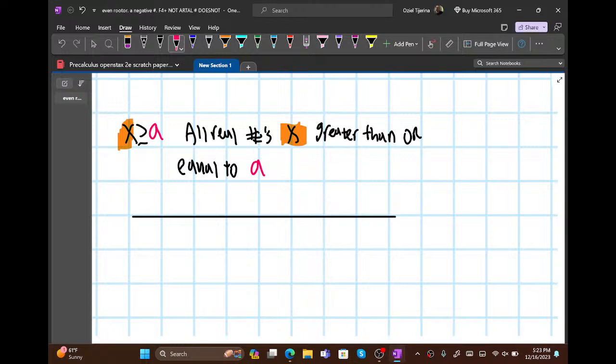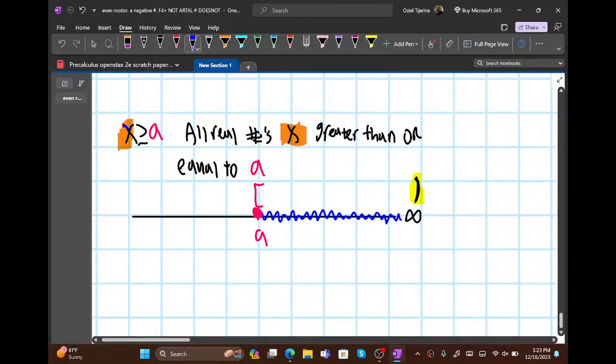So for the number line representation, let's say we have a here. We want to do all the numbers greater than or equal to a. So we know it's going to be a closed dot, just like I said, because it's greater than or equal to. And we're going to do a bracket. We shade all the numbers greater than or equal to a, so all to the right, and here's infinity. And at infinity, it's always a parenthesis.